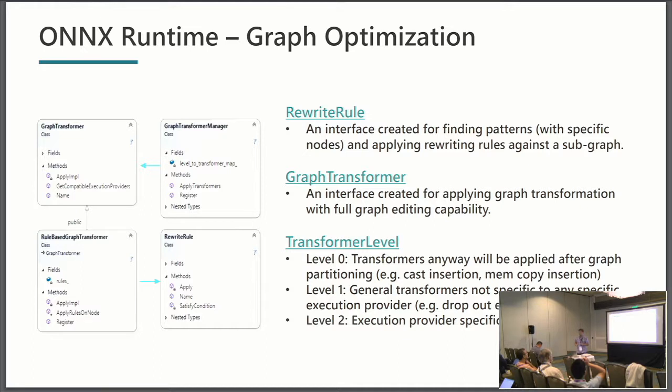Just like a compiler, we support three different levels for the transformer. Level 0 is for necessary transformations. For example, in the heterogeneous environment, we may partition the graph to make it run on the CPU and another device. So between the devices, we need to do data transfer, and for the transfer, we probably need to insert memory copy. Level 1 is execution provider independent. Level 2 is execution provider specific optimization.